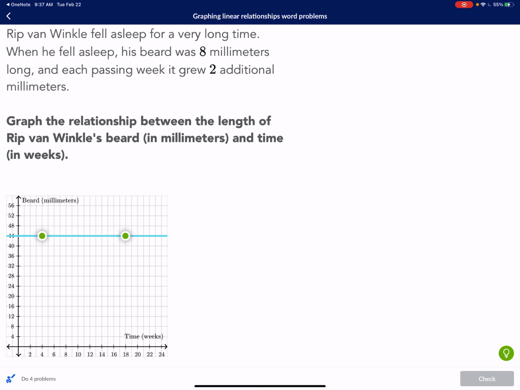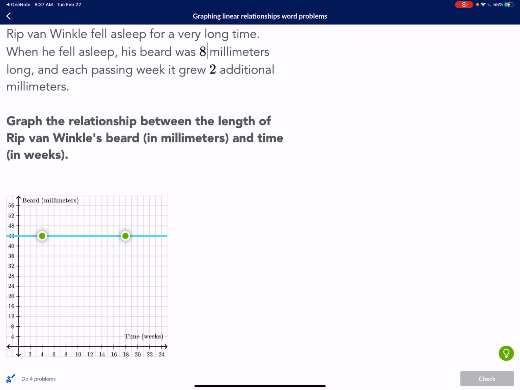Right, so let's take a look at this very interesting problem here. Rip Van Winkle fell asleep for a very long time. When he fell asleep, his beard was 8 millimeters long, and each passing week it grew 2 additional millimeters. Okay, so his beard was 8 millimeters. I think that's 0.8 centimeters.